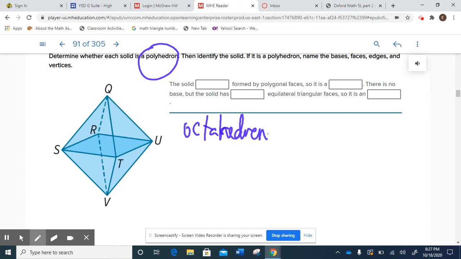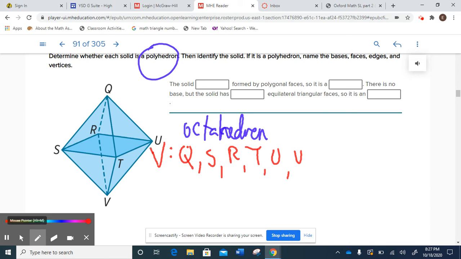So I'm going to start off with the vertices because those are the easiest. My vertices are going to be, I'm going to put it in red, all of these points here. So Q, S, R, T, U, V. Did I get them all? Yes. So those are the vertices. Okay. The edges are all the lines or the segments that are created. So we'll put that in a different color.